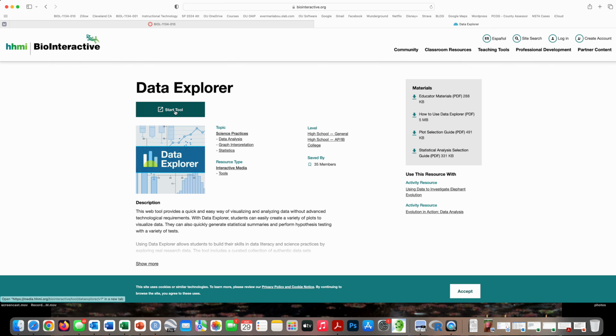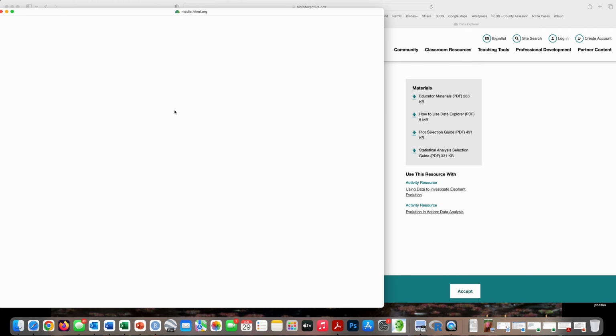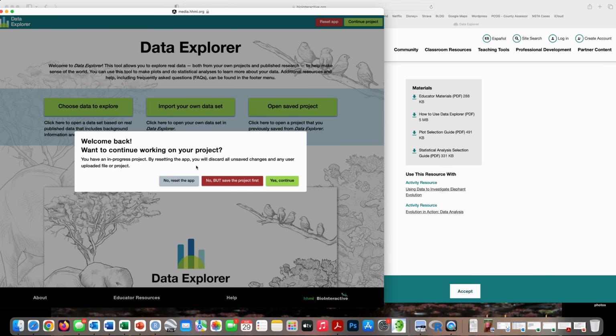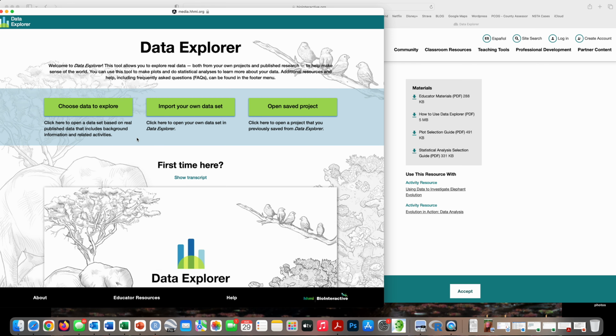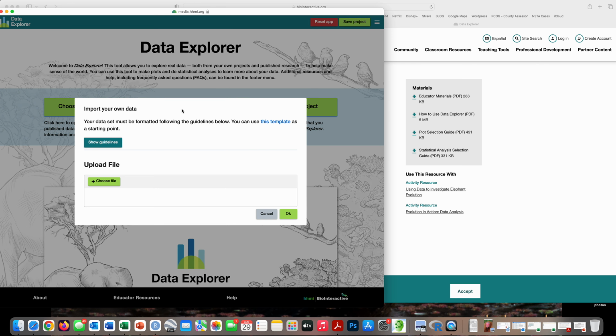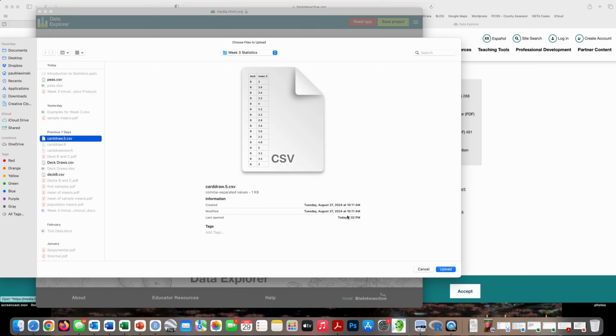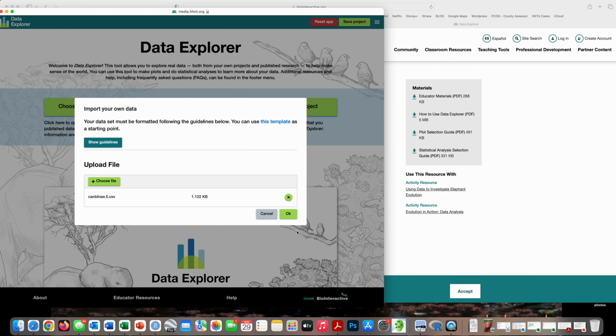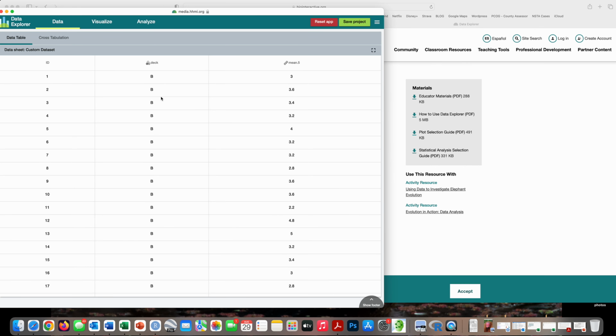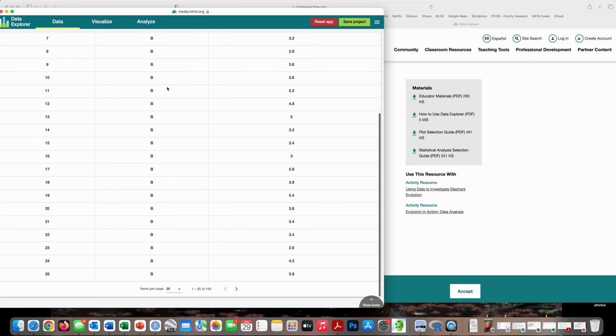Once you're there, and there are instructions on how to do this at the end of the PowerPoint, just click on Start Tool. Since I've been playing around, it's going to ask me if I want to reload stuff that I've already been working on, and I just want to reset the app. But I want to import my own data set, and then once you're here, it will ask you to choose a file, and then just go to wherever you have that file saved and upload it.